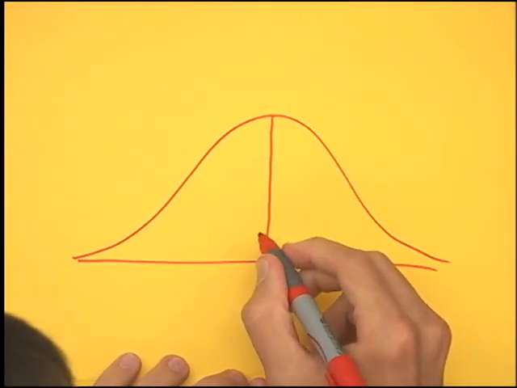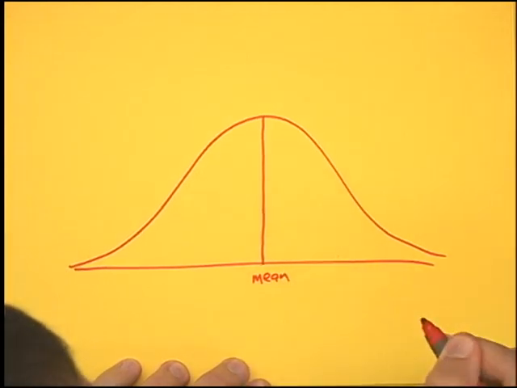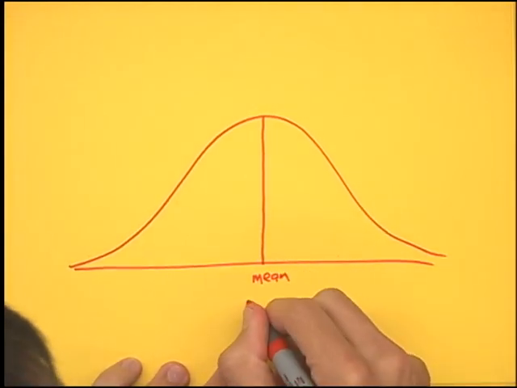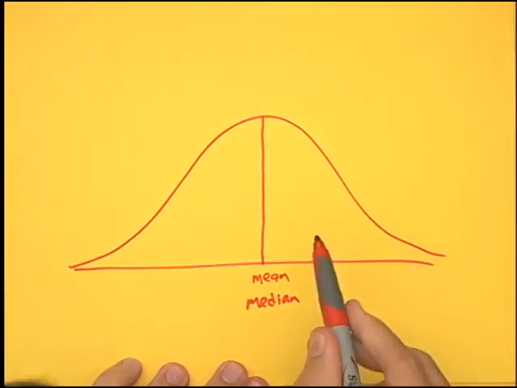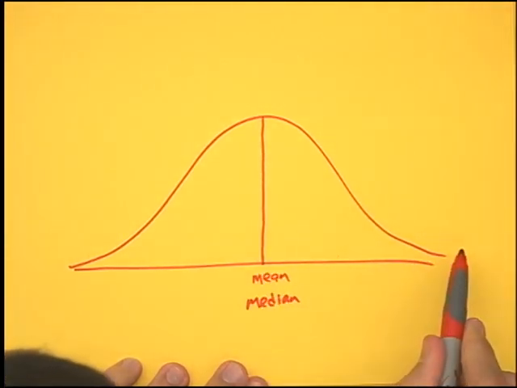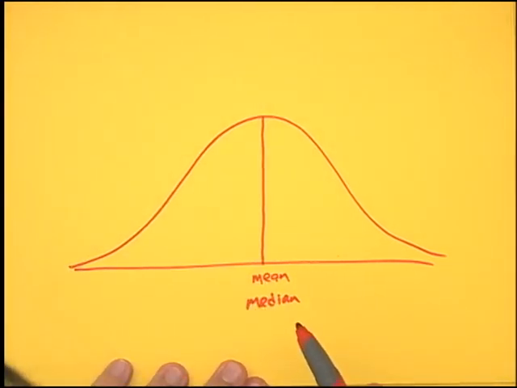So the center point of the normal curve is the mean, or in other words, the average of the normal curve. It's also the median of the normal curve, or in other words, the point at which 50% of the probability is above the median, and 50% of the probability is below the median.